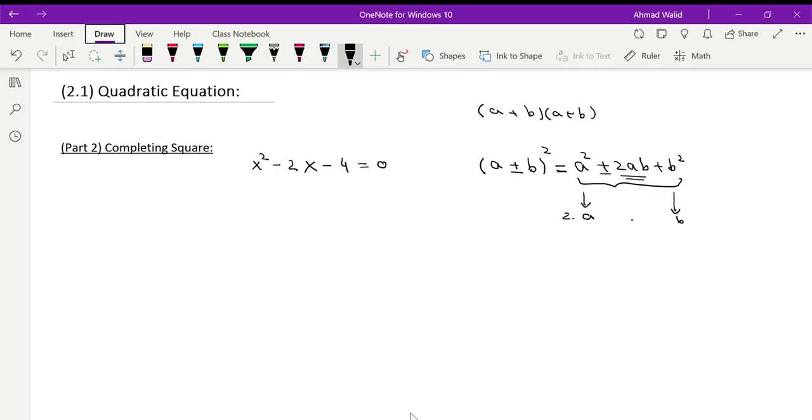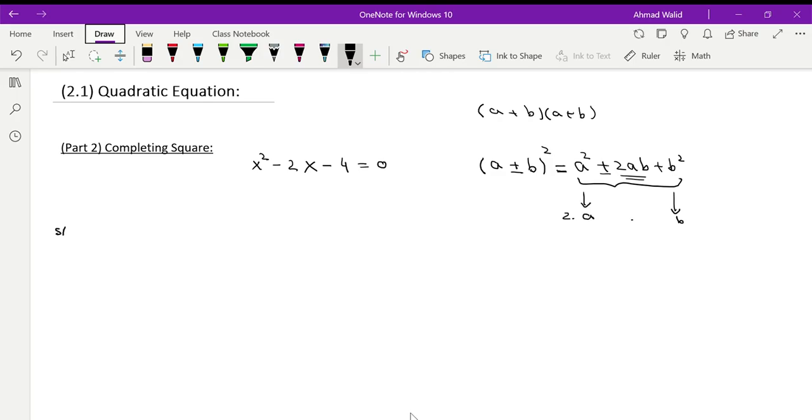Now, we know not all trinomials are perfect square trinomials. Like this one, which I put in this example, x squared minus 2x minus 4, it's not a perfect square trinomial. Then how do we deal with this? We can change it to a perfect square trinomial. Doing what? I will write some steps for you.